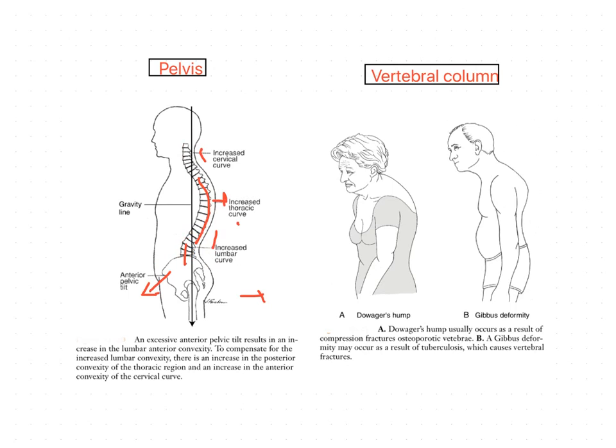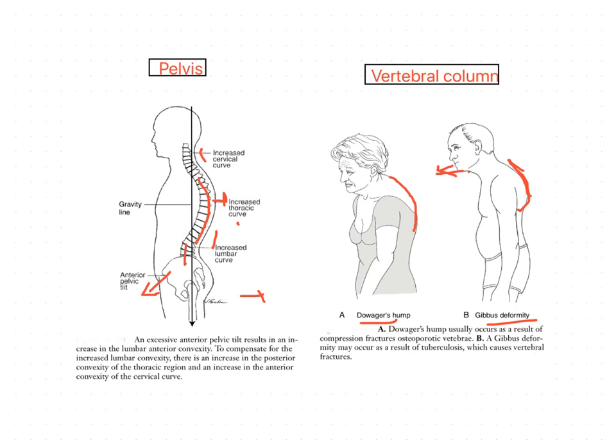So we can find two conditions here: one is Dowager's hump and the other is Gibbous deformity. Dowager's hump usually occurs as a result of compression fractures of osteoporotic vertebrae. Gibbous deformity may occur as a result of TB, which causes vertebral fractures. In this condition, we can see another one, that is forward head posture. So many relations are involved here.